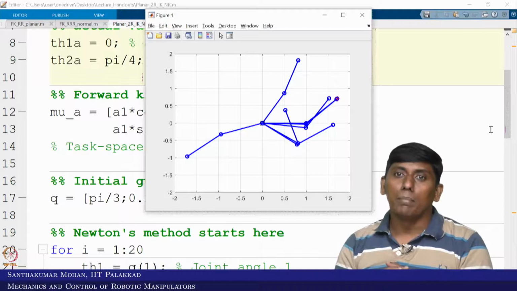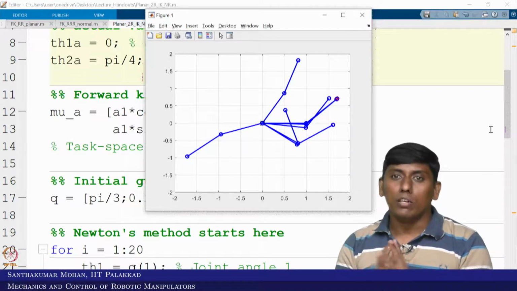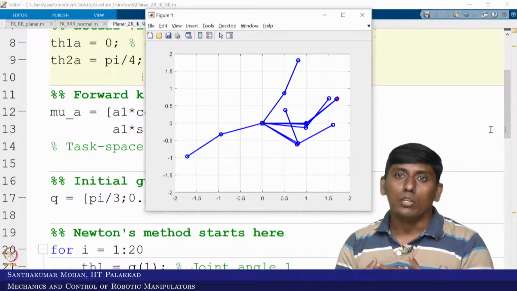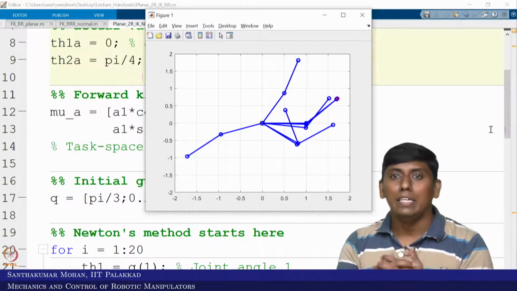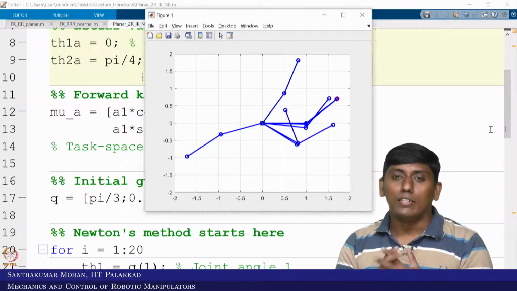I took the example of a 2R serial manipulator because visualization is easy, but the Newton-Raphson method is not restricted to planar manipulators or those with fewer degrees of freedom. The Newton-Raphson method can be used for any serial manipulator. So in that sense, I hope you are a little bit clearer now.